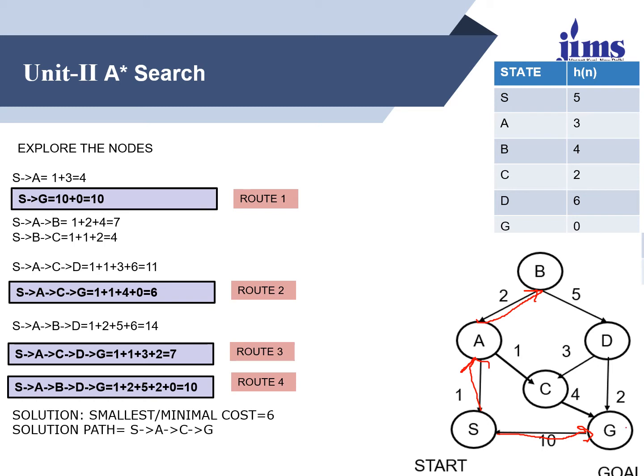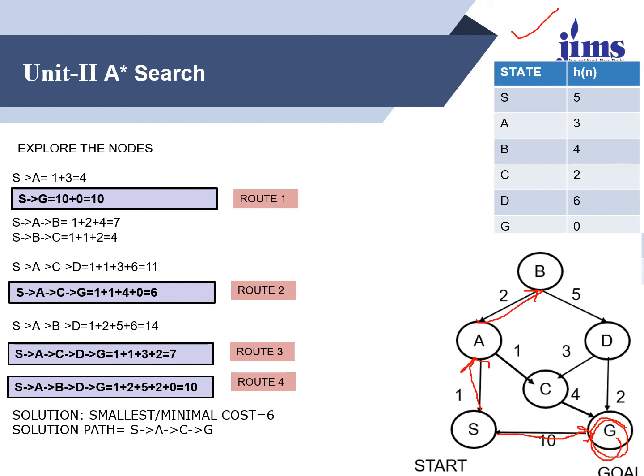Goal node is G. G is the goal node. Fine. So we again start exploring. The only difference is right now Hn is not given here. Hn is given in a separate table. We start exploring. We start from S. From S, two paths are moving, S to A and S to G.